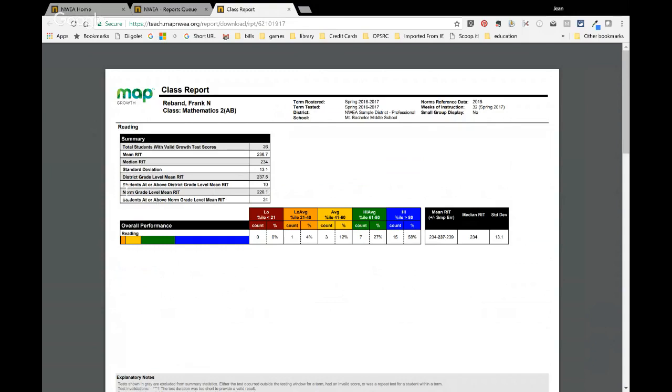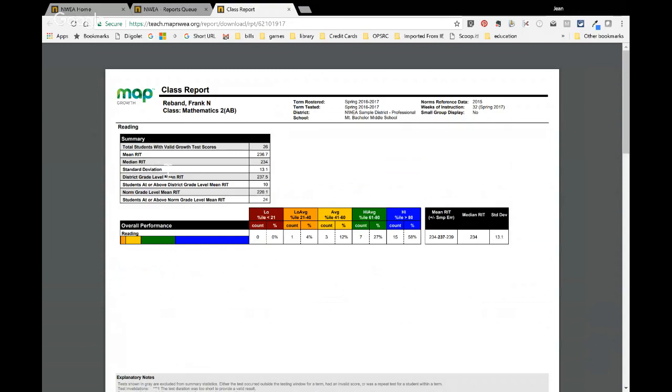We're going to look also and focus very much on the norm grade level mean RIT throughout the nation. In this case, the norm grade level mean RIT is 220.1. So Mr. Reband's class is definitely ahead of the charts in reading. And he's got 24 students who are at or above that norm grade level mean RIT.